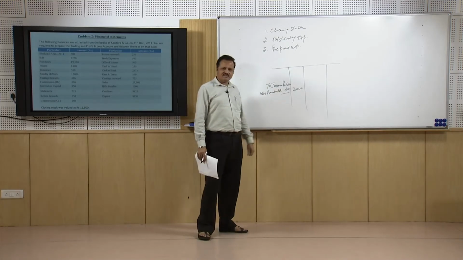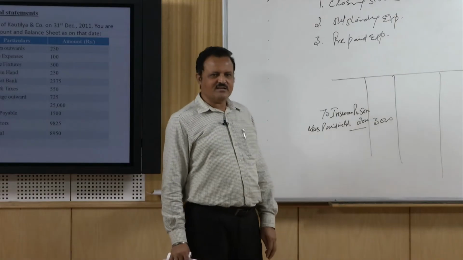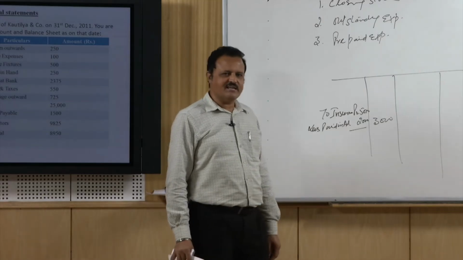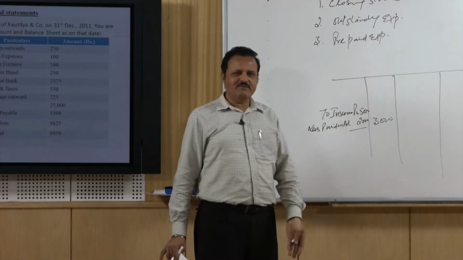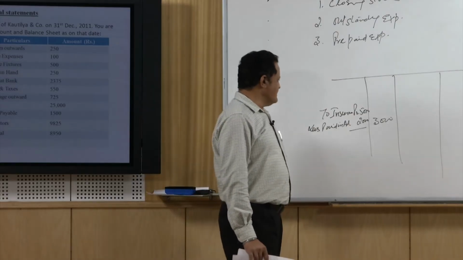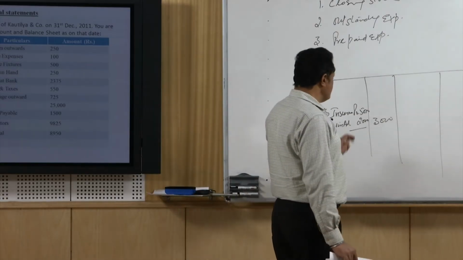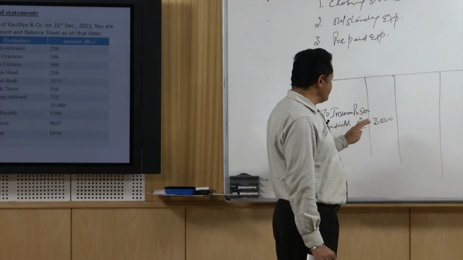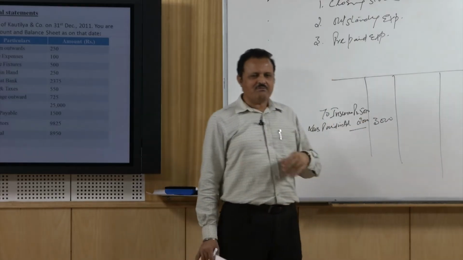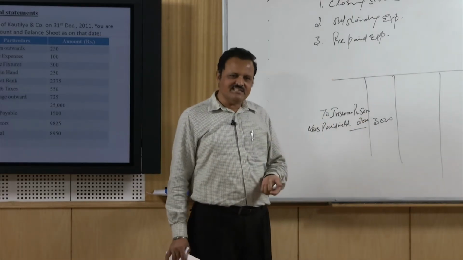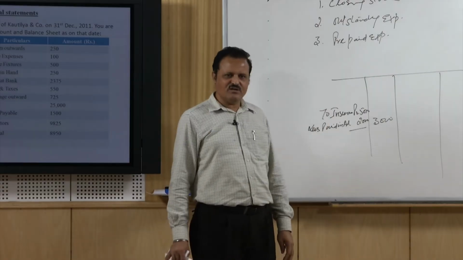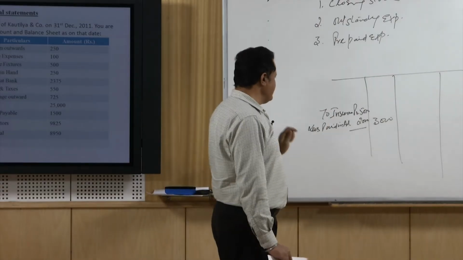We should count only this, not 5000 rupees, because that way we would be exaggerating our expenses and our profit would be undervalued. So we cannot do that. We have to subtract it. Those expenses which are not due, but which we have paid, have to be subtracted when calculating the total expenses for the current year.